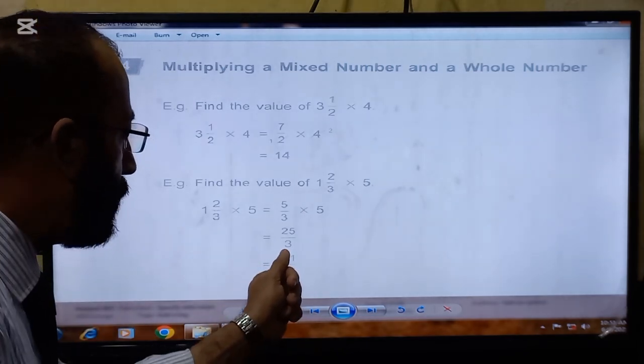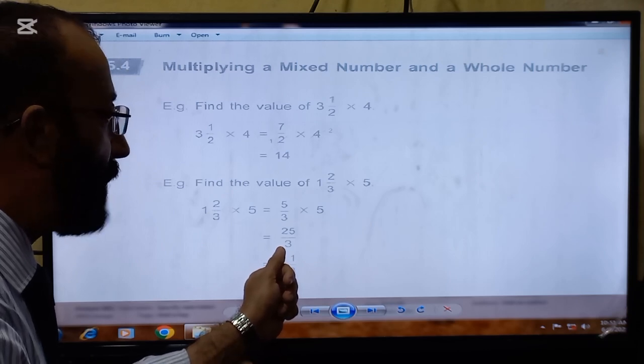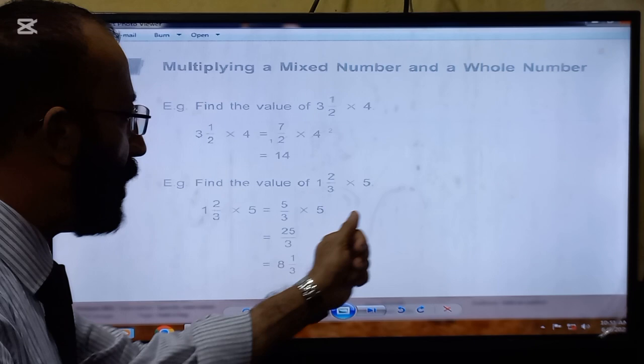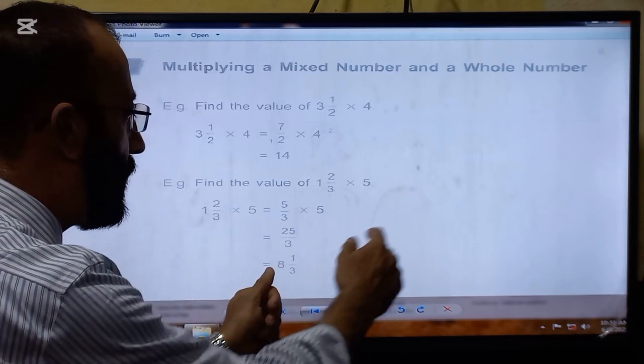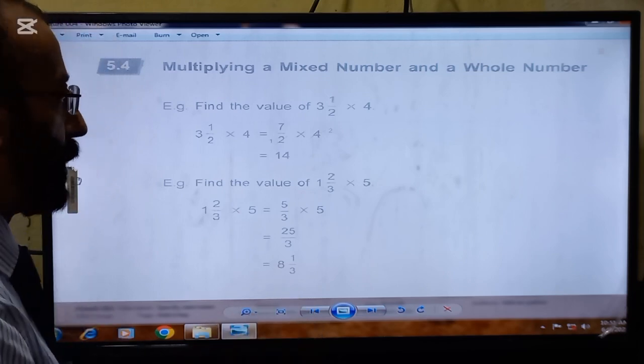So at this stage, if you look at the number, it is an improper fraction. So it means we can solve the question further. So now put the value 25 inside the bracket and 3 outside and divide it. So 8 and 1 by 3 will be the answer.